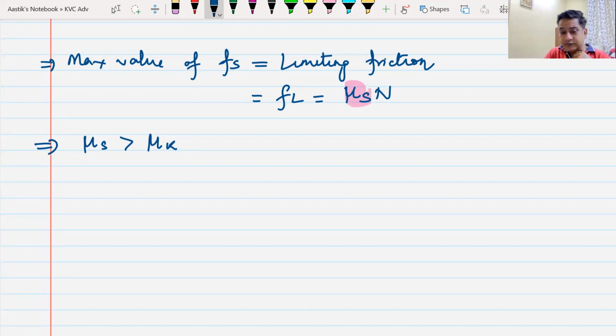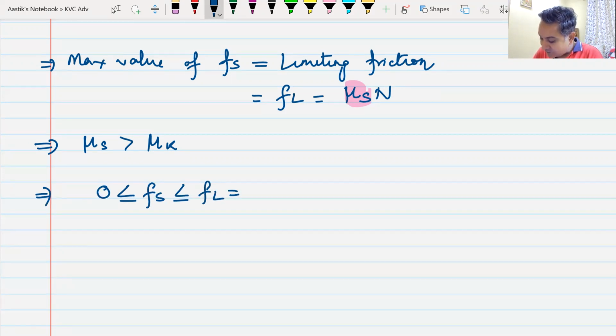Do you understand this? So, in general, for a body, 0 is less than or equal to Fs is less than or equal to Fl. This Fl is nothing but equal to mu s multiplied by n. Have you understood the meaning of this? The value of static friction is not fixed. It varies from a minimum value, which may be 0, to a maximum value. The maximum value of static friction is known as limiting friction. Do we understand this? Yes, sir.